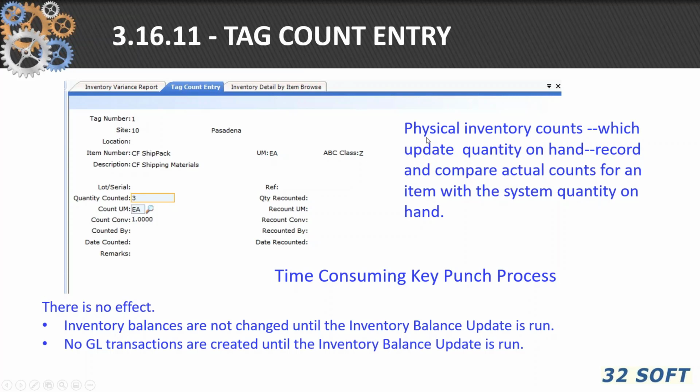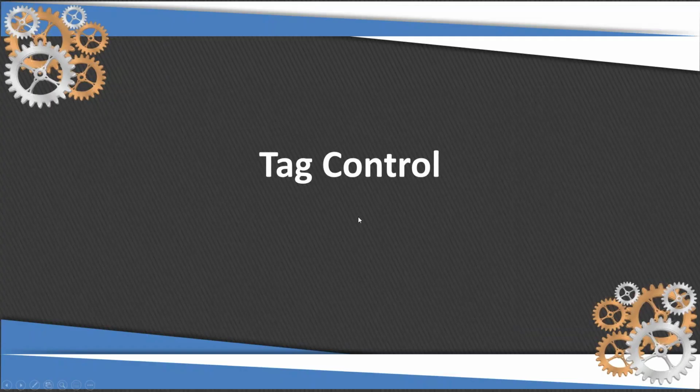So for every physical tag, you enter the count that you've actually done out in the warehouse. This can be a time-consuming process. We'll talk about 32Soft and some tools that they've got that you can use. There is no effect on inventory, not until you run the inventory balance update, either in terms of on hand or the general ledger. Remember, we've frozen the inventory, so the reports reflect that.